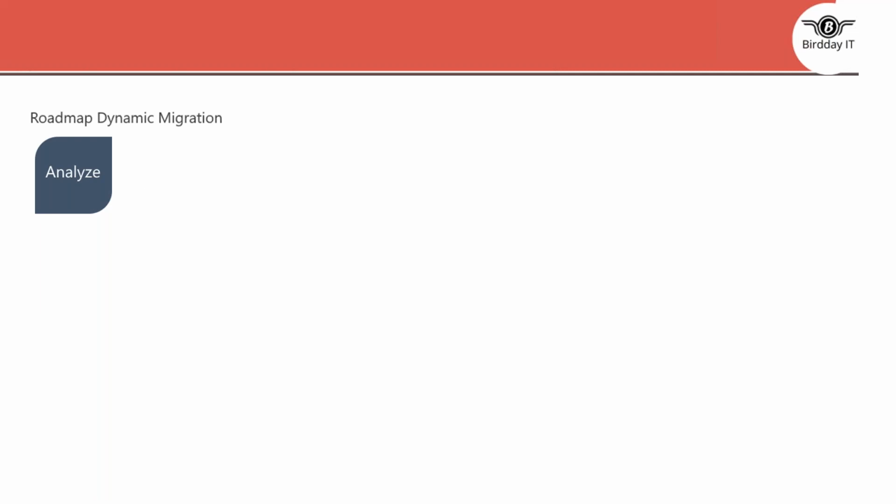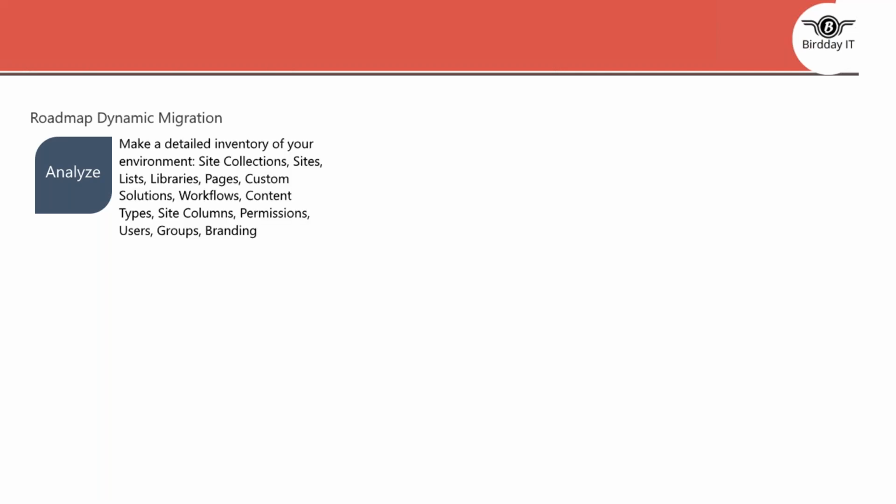The roadmap for dynamic migration also starts with analyzing. Also start with a detailed inventory of your farm. So all site collections, sites, lists, libraries, pages, workflows, content types, site columns, permissions, and so on. The next step is to design the new data architecture for the optimized structure, and also decide what content we will not migrate. Write all this in a design document and complete it with a detailed migration plan.